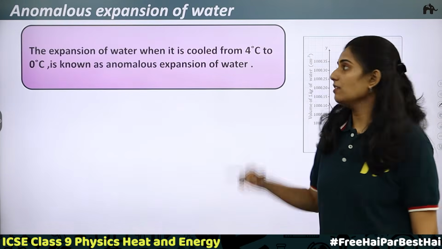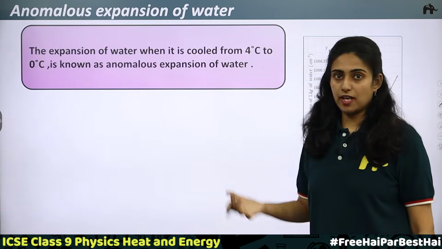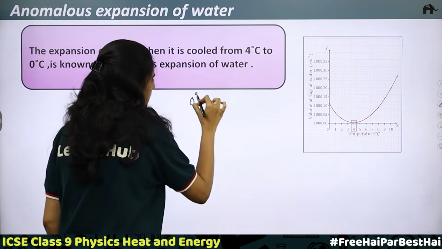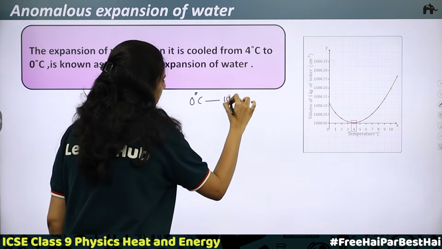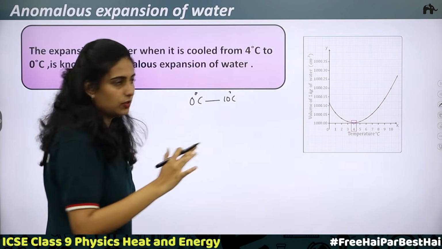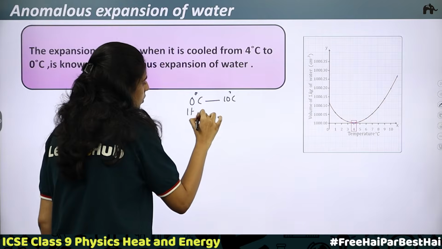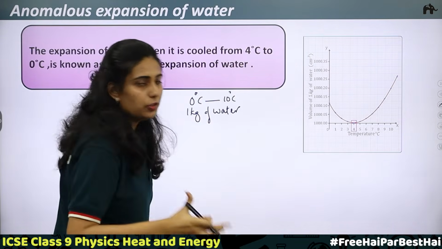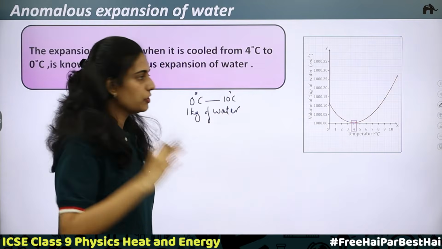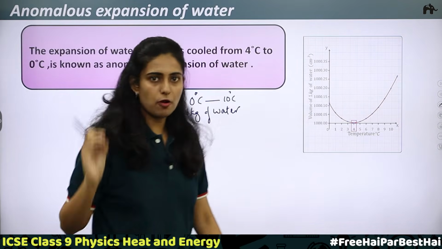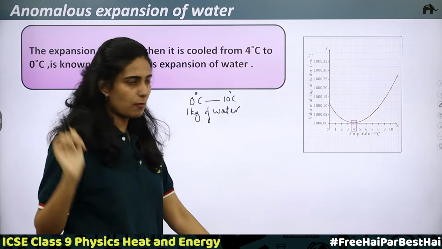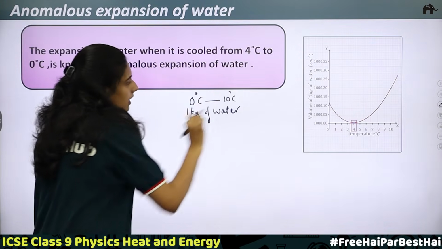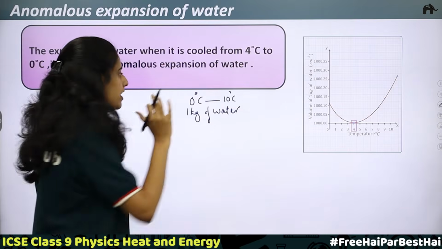Okay, now in detail we will be discussing the anomalous expansion of water. We have said how the expansion is happening in the range 0 degrees Celsius to 10 degrees Celsius. You will be measuring. Okay, that is, you are taking 1 kilogram of water and in this temperature range we are going to find the volume of 1 kilogram of water. Okay, here we have taken 1 kilogram of water. So initially, to change it from 0 degrees Celsius to 10 degrees Celsius, what should be done? We know heating should be done.